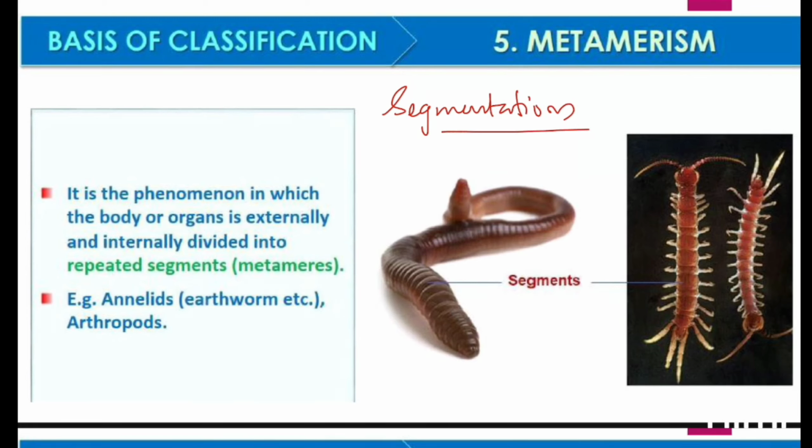Whether segments are present, right. It is the phenomenon in which the body or organ is externally or internally divided into repeated segments. You can say that's metamerism, right. Here is an example of Annelida, that's the earthworm. You can see that there are segments in between them. And one very famous example is Nereis, which is an aquatic Annelida, in which also you can see segments present in their body.